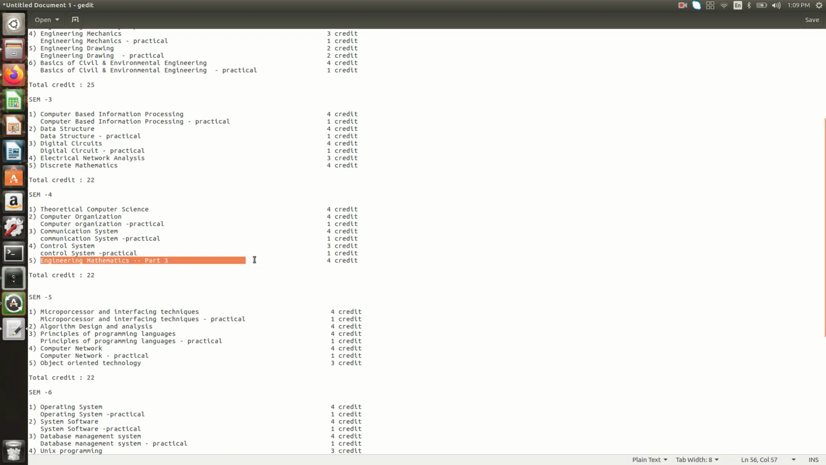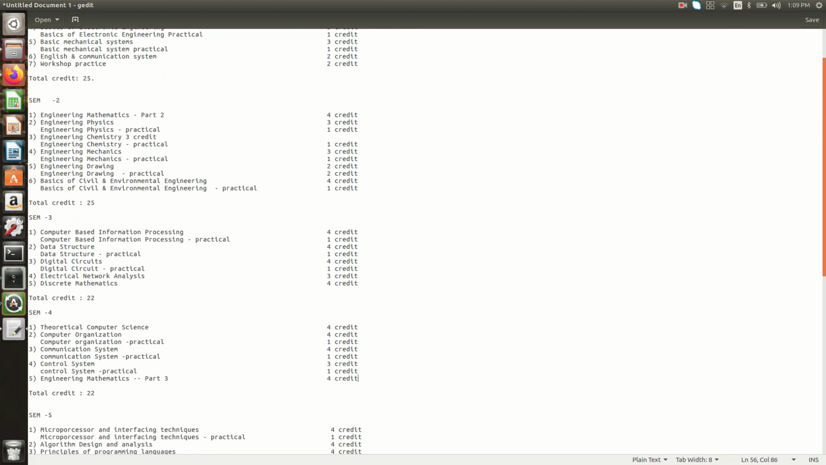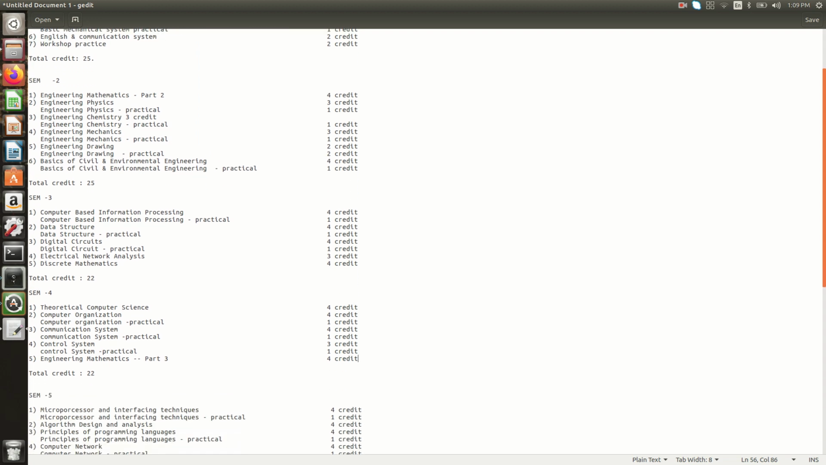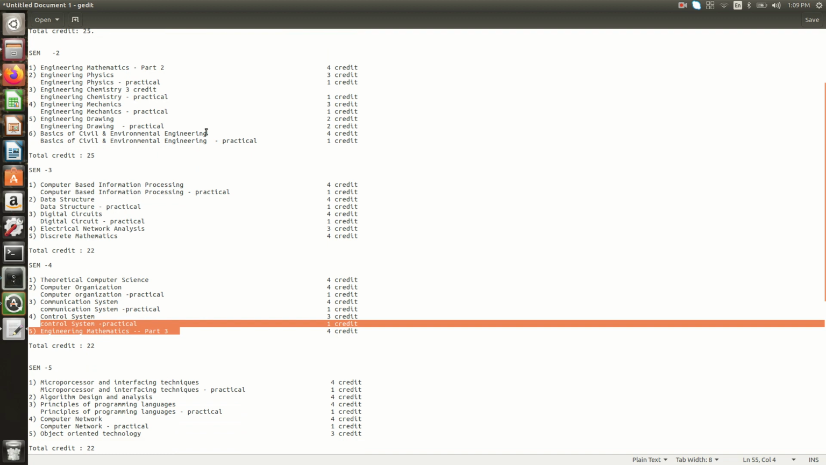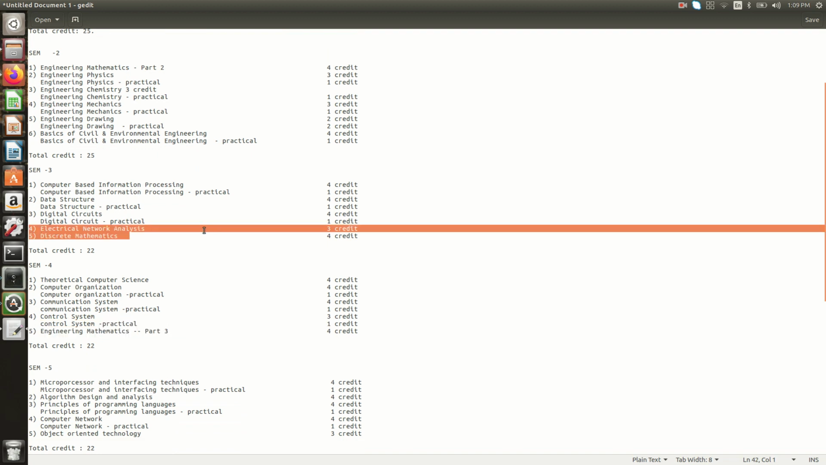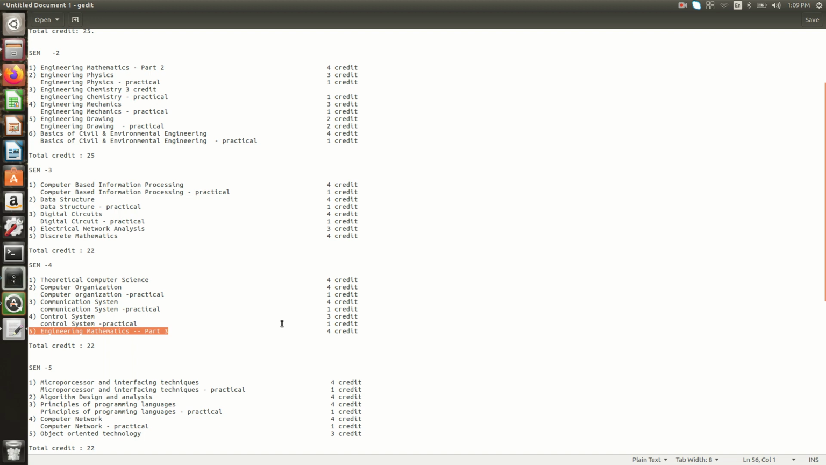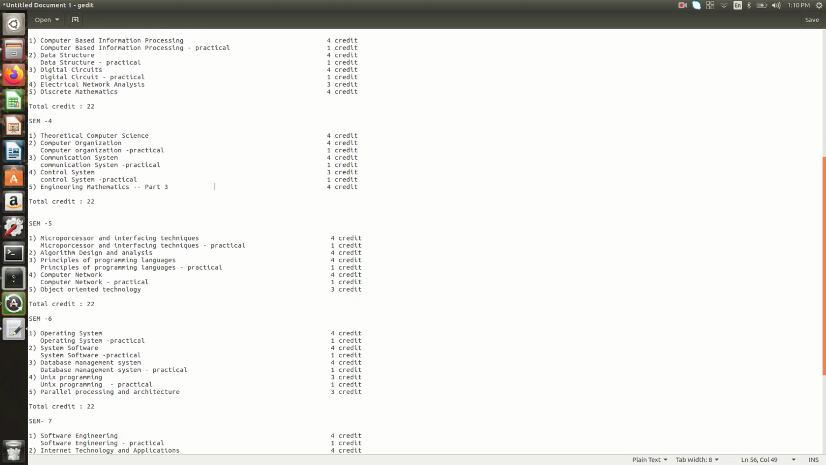Then engineering mathematics part 3. So up till now we have had engineering mathematics part 1 in first semester, part 2 in second semester, and part 3 in third semester. And this was discrete mathematics. This discrete mathematics is different from engineering mathematics. Engineering mathematics revolves around formulas, like integration, surface area and all. But discrete mathematics is purely for computer science. In discrete mathematics you have topics like graphs, but engineering mathematics is common across all the branches. So total credits 22. Then comes Sem 5.